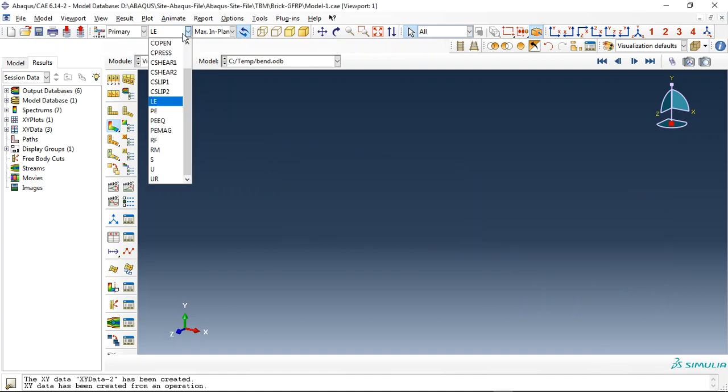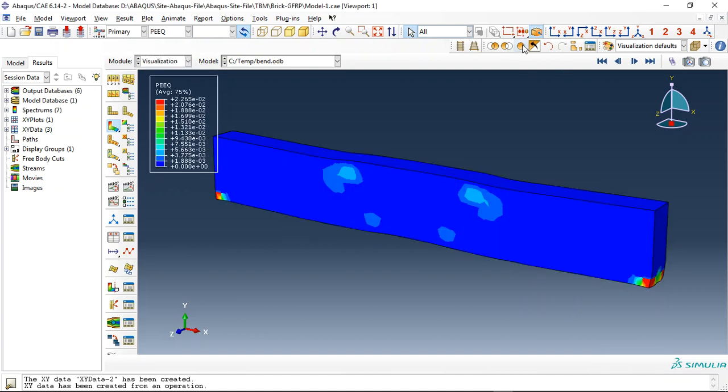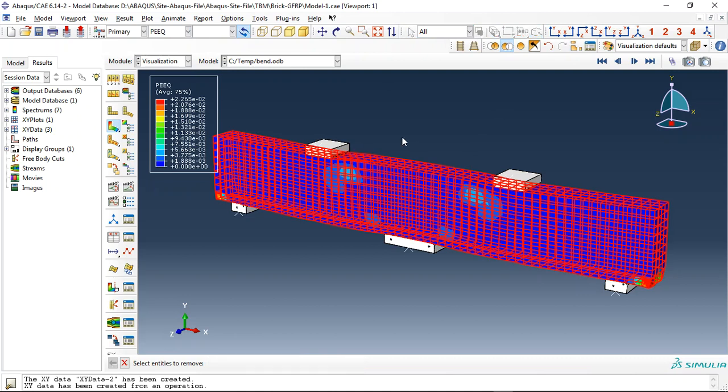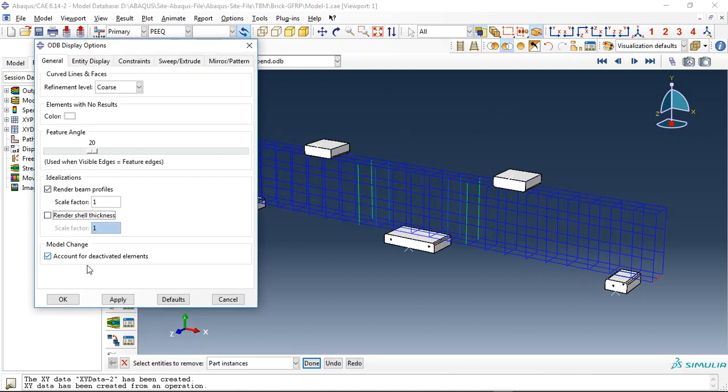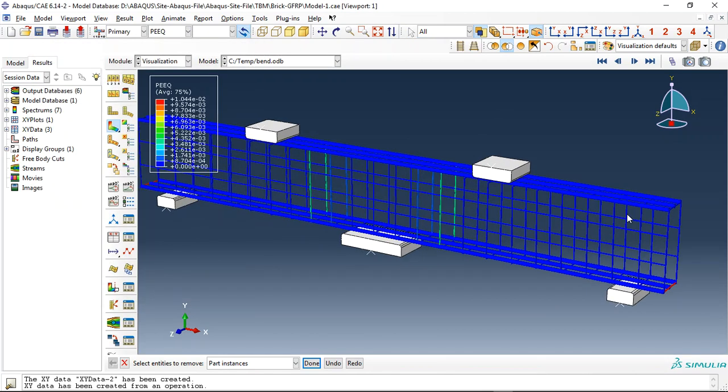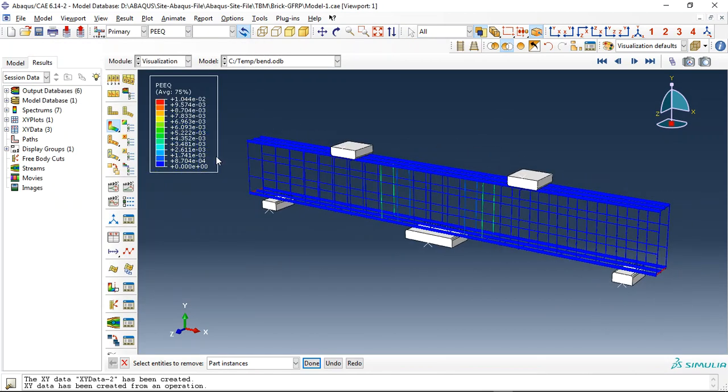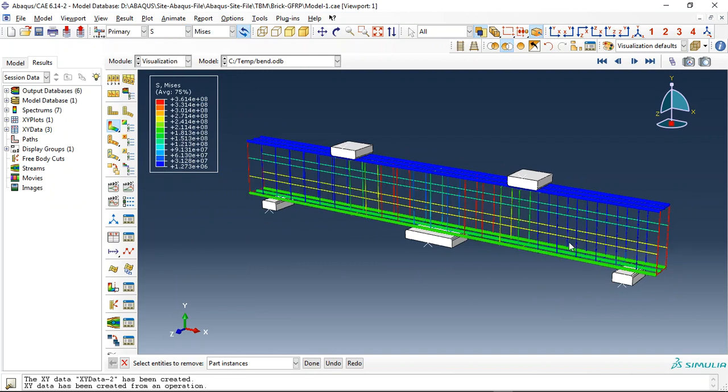And let me now insert the parts, all parts, and remove the concrete and see the rebar. Let me use render profile BIM. You can see that here. And there is a stress for this, and the maximum stress happens in the rebar.